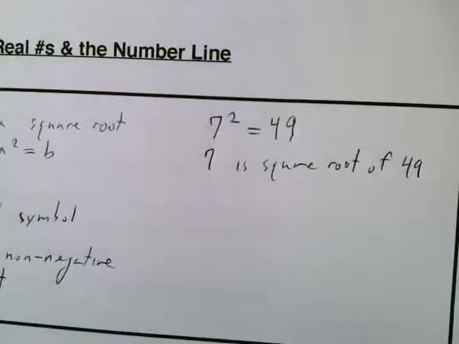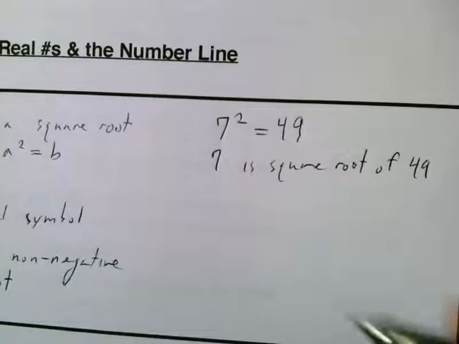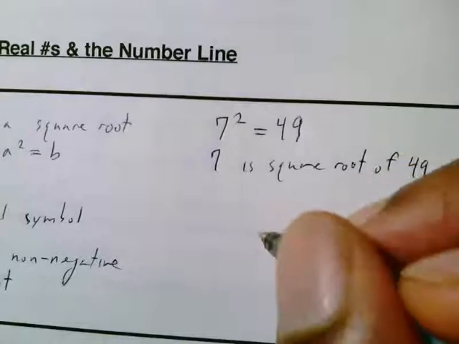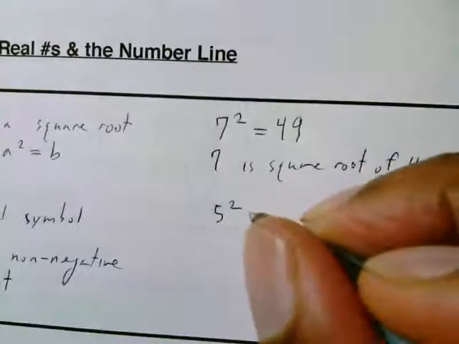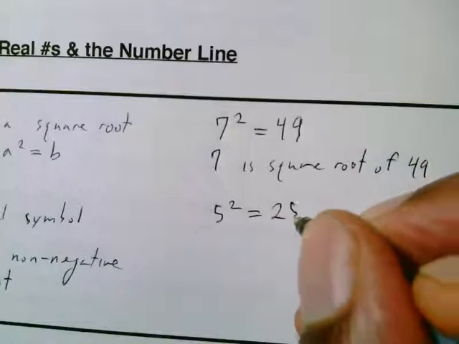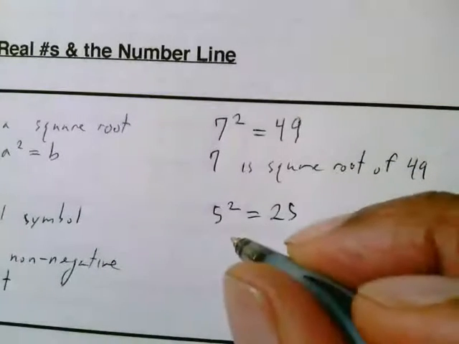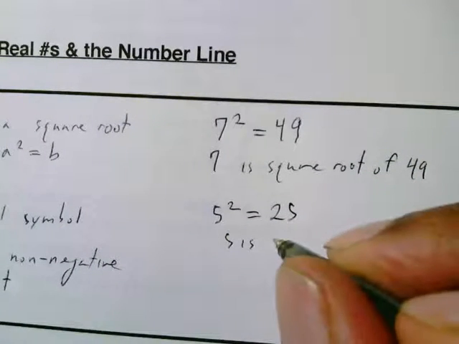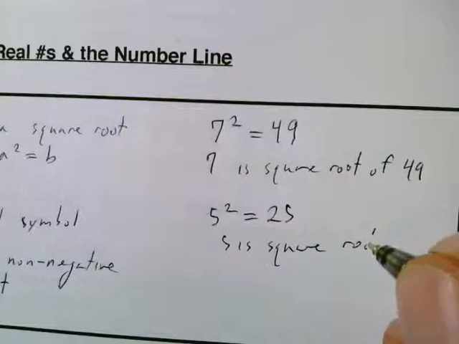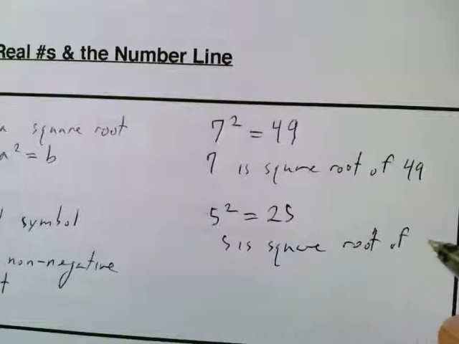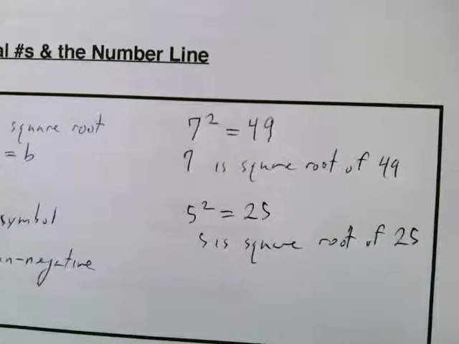So for example, we can do another one. We can say 5 squared is equal to 25. So we can say 5 is the square root of 25. Now, in terms of writing it, there's a mathematical symbol that means square root, as you guys are probably aware of.